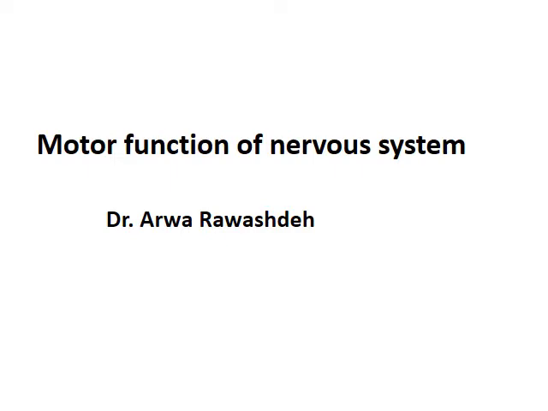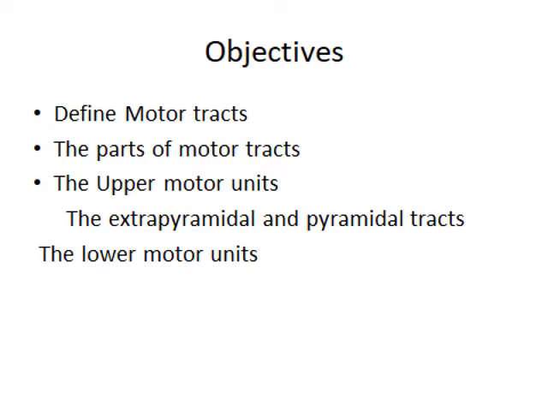Today we are going to discuss the basic physiology of motor function of the nervous system. By the end of this lecture, you have to know how to define motor tracts, define the parts of motor tracts, and define the parts of upper motor neuron tracts, such as extrapyramidal and pyramidal tracts, and to know what exactly the lower motor neuron tracts are.